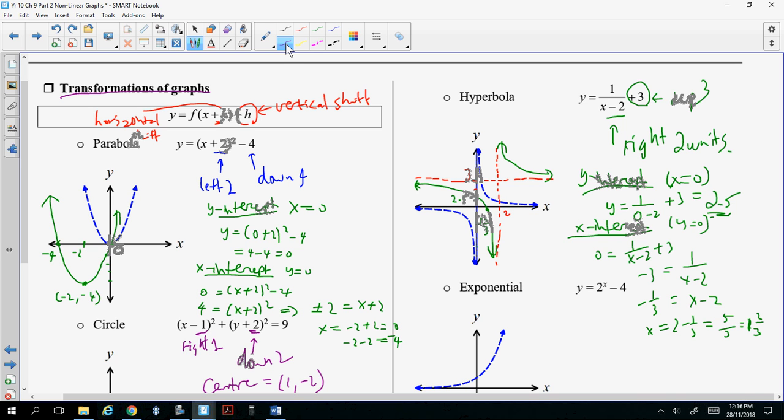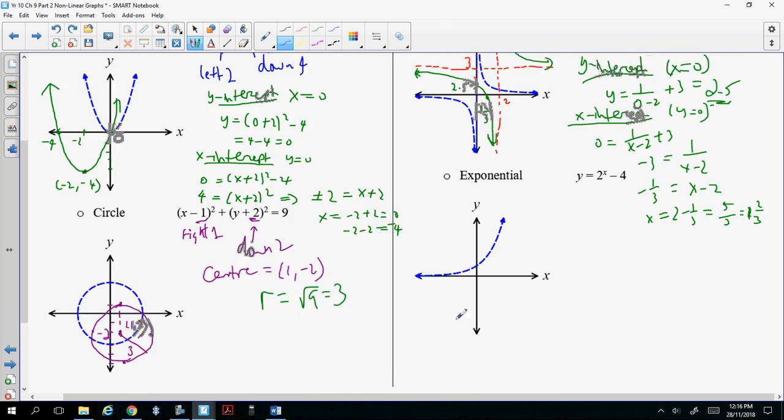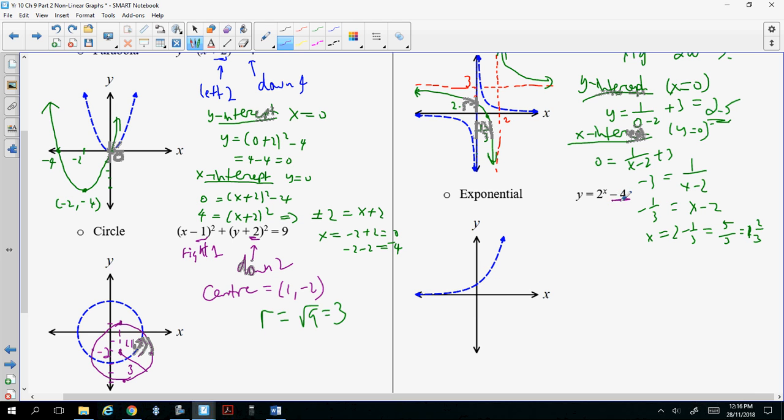Alright, let's do the exponential. So this one here, this is -4, means go down 4 units. So we're going to go down 4 units. So 1, 2, 3, 4. So the new asymptote will be here, -4. Go down 4. And then you're going to draw it.